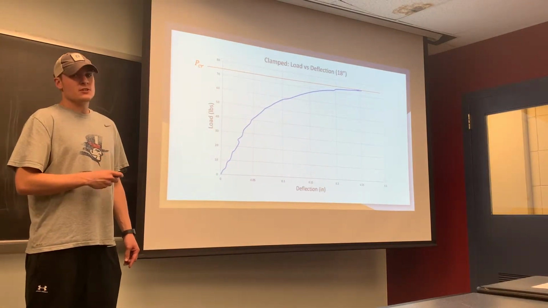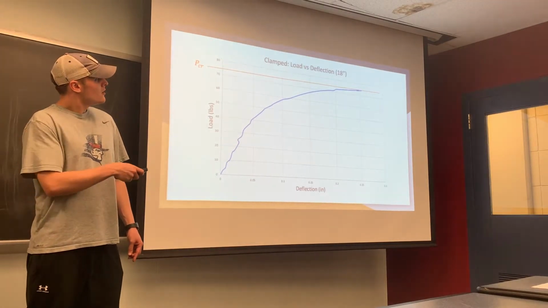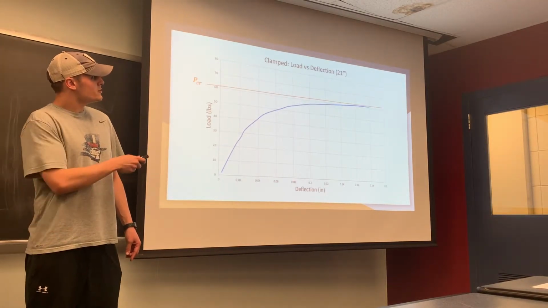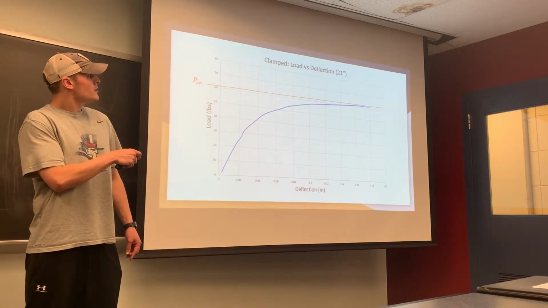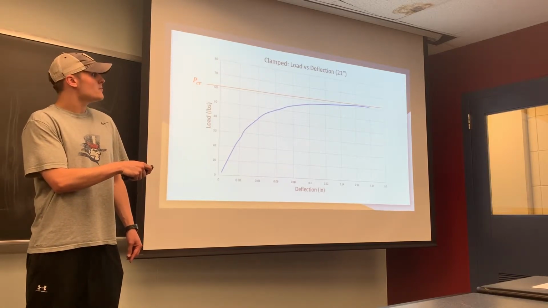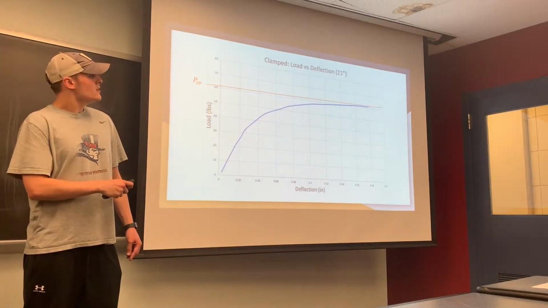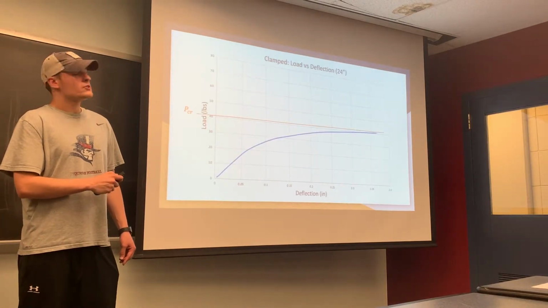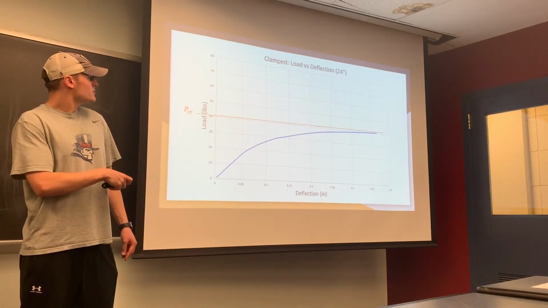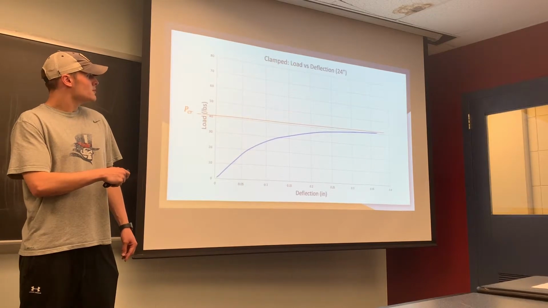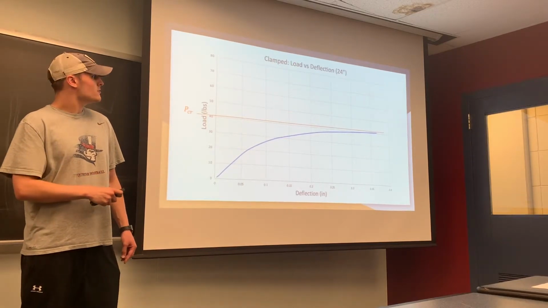So then after doing the 18-inch length, we also did it for the 21-inch, and you can see how the P critical value begins to decrease as the column length increases. And then finally the 24-inch length. On the same axis, you can see the P critical value is also decreased again.